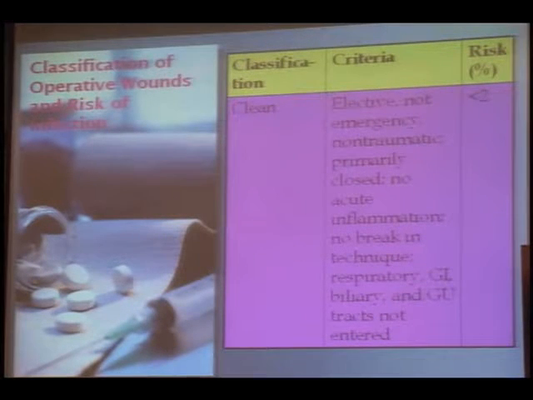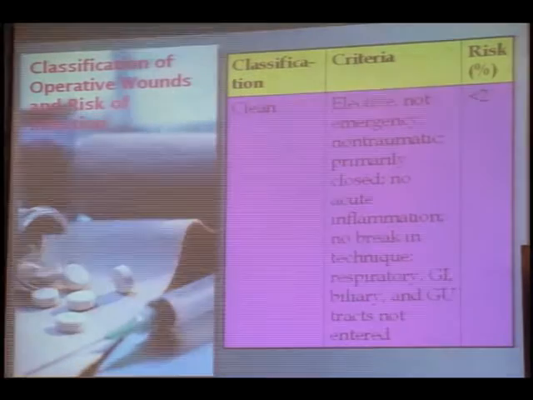Maybe let us refresh the meaning of these types of operative wounds. And in the table, we have the classification of the operative procedure, the criteria, and the risk for surgical wound infection.